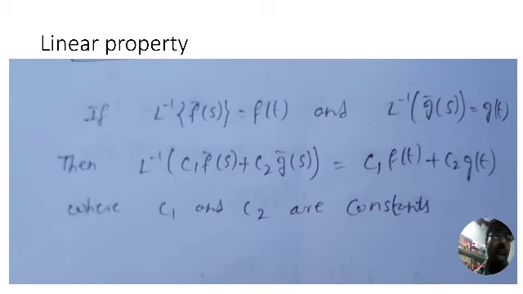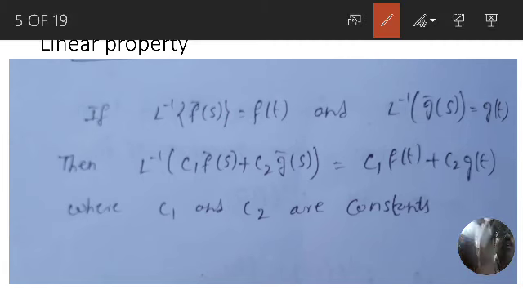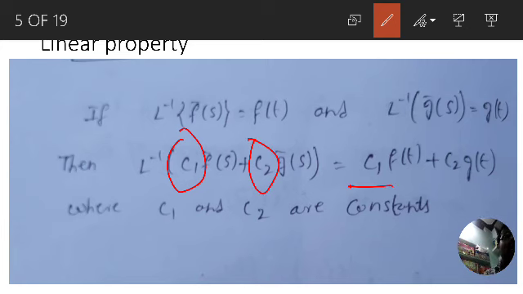We learned the same concept in differentiation, integration, Laplace transforms, and now inverse Laplace transform. Very easy. You see here c1 is a constant and c2 is a constant multiplied to the functions. c1 constant outside and c2 constant outside: inverse Laplace transform of f bar of s, inverse Laplace transform of g bar of s. That is the linear property.